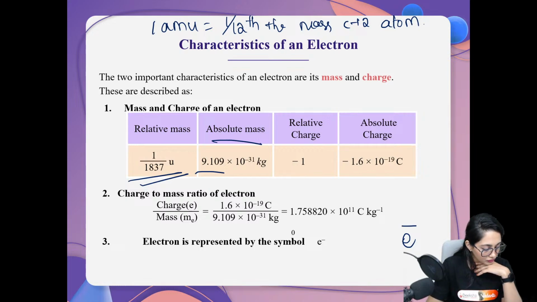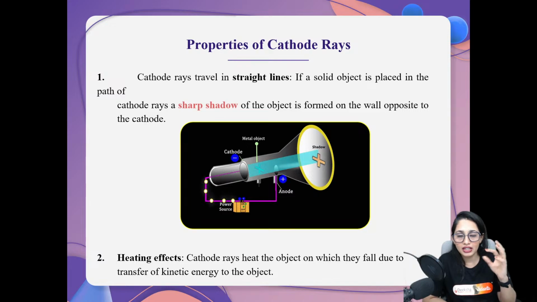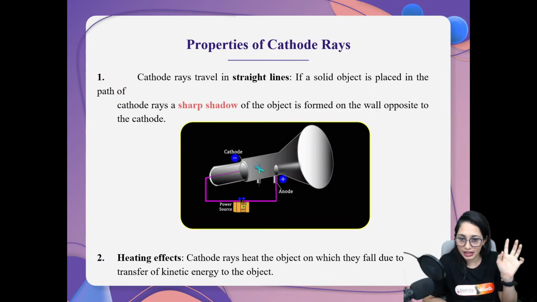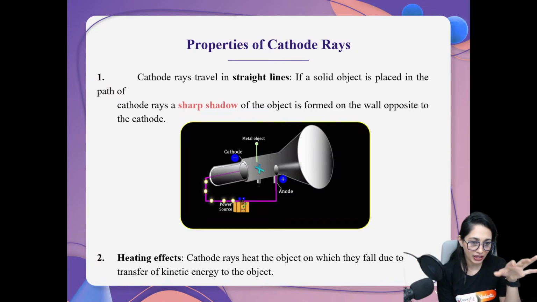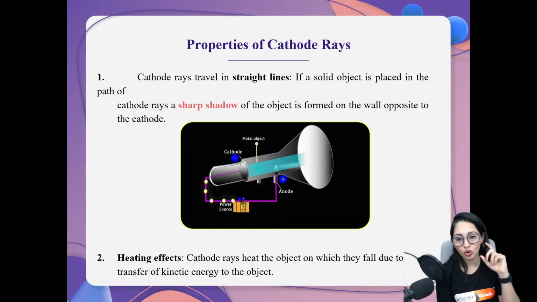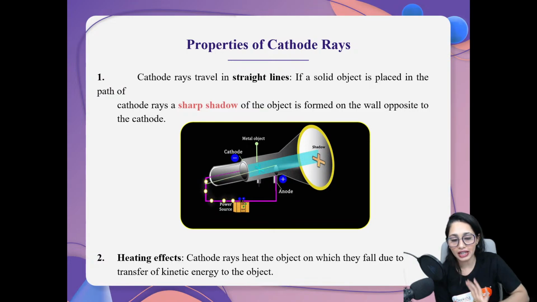Alright. Moving forward to the properties of cathode rays. J.J. Thomson conducted the experiment, and what were the properties? Cathode rays travel in a straight line. There is no zigzag or wavy motion. If a solid object is placed in the path of cathode rays, a sharp shadow of the object is formed on the wall opposite to the cathode, which means that they are traveling in a straight line.